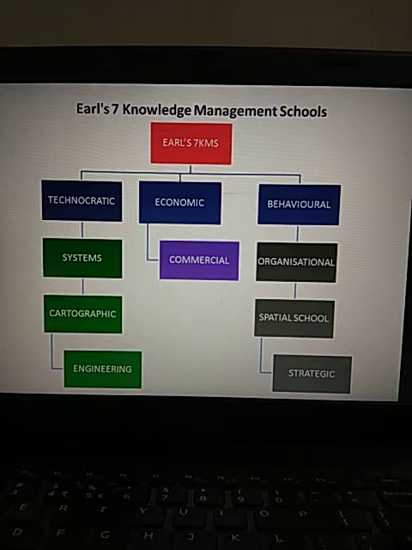So in the technocratic, exclusively under the systems, the knowledge is going to be codified. The main focus will be on the retrieval of the information whenever need arises. So here the face-to-face sharing or transfer of the knowledge will not be considered. The next one is going to be the cartographic. By using this technology, maps will be created based upon the knowledge management data. And the next one is going to be the engineering.